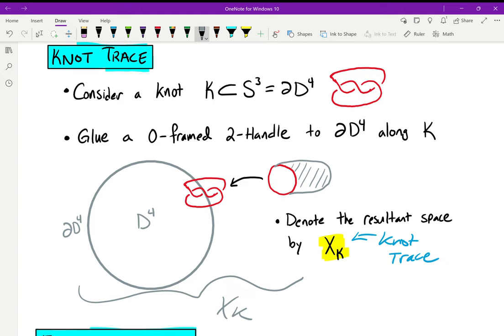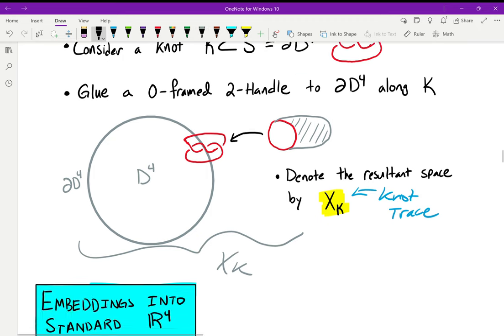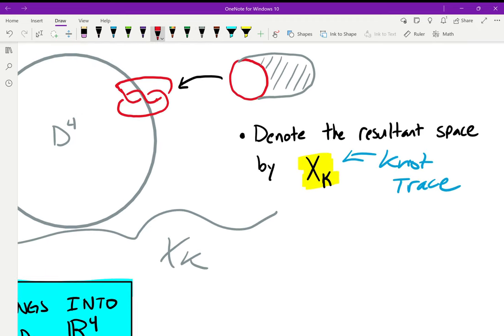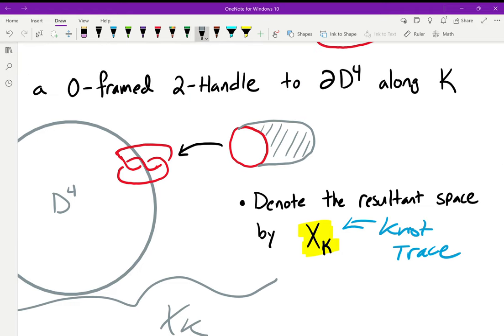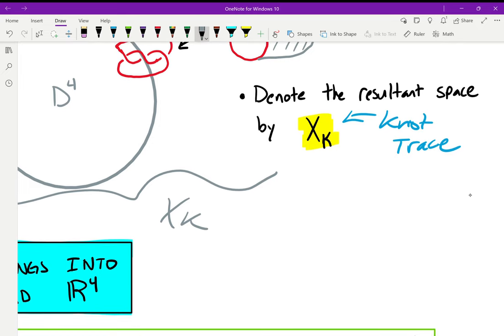Yeah, so let's see if I can draw this on here. That was my question too when I was putting this together. I should have written this down. So, when we glue a two-handle into our four-dimensional space, we have our D2. What's zero framing? Yes, so I'm building up to that.